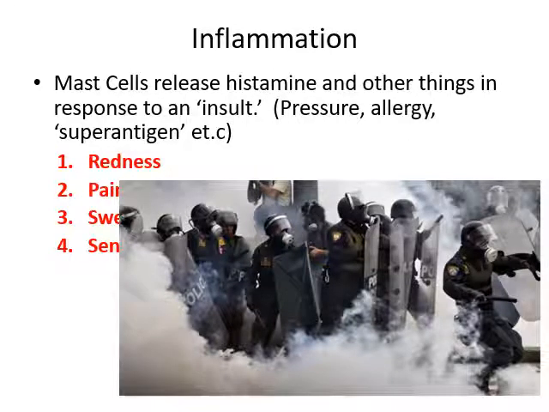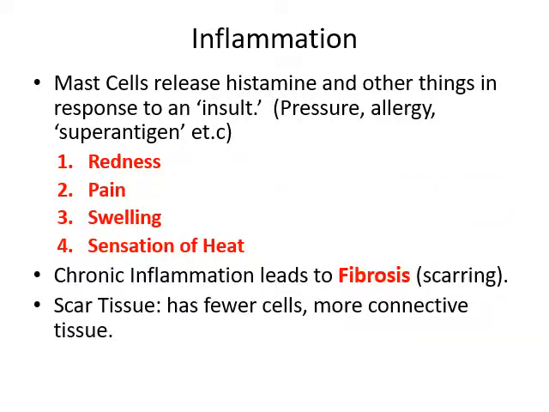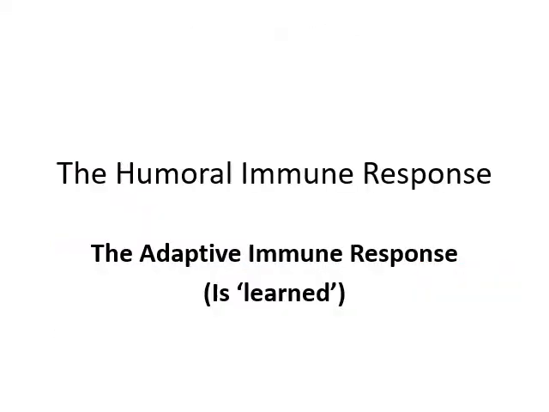So, as I said, this is kind of like the riot police. They come into the area and start damaging criminals, of course, but they also damage regular people who are not criminals. If you have chronic inflammation, this leads to fibrosis and scarring tissue.